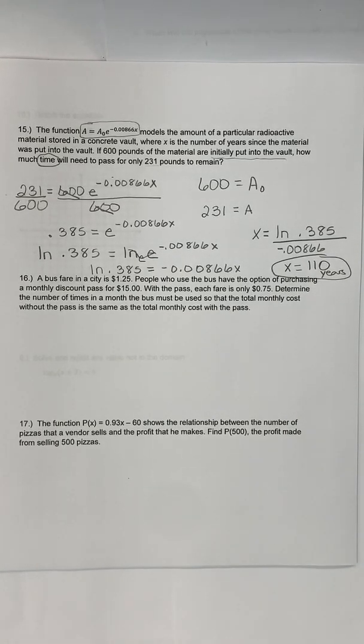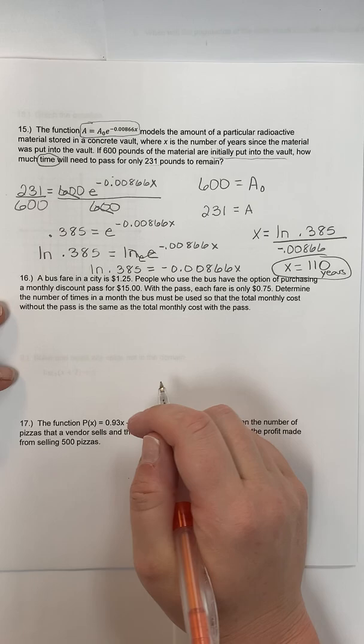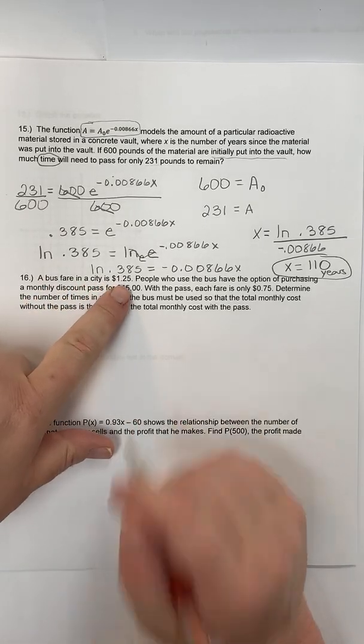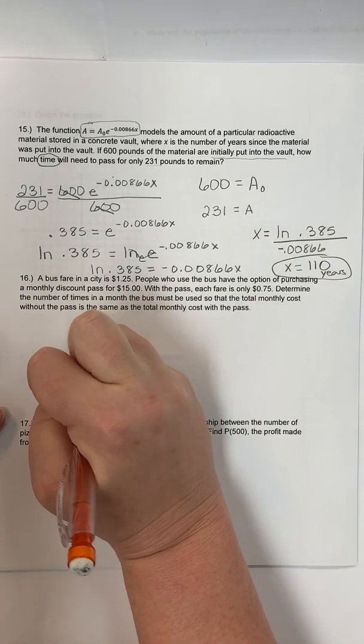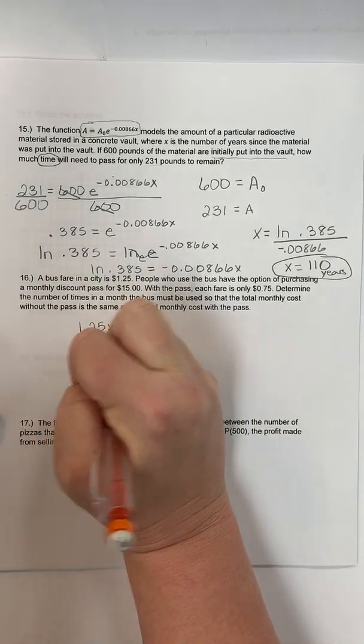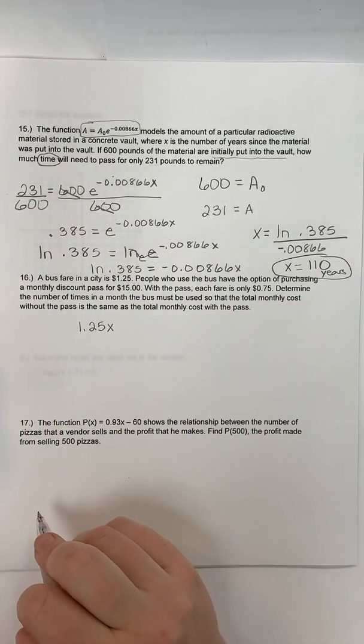All right, number 16 is an oldie. It goes all the way back to the first day of class. So here we go. A bus fare in a city is $1.25. That's every time that you ride the bus. It's $1.25 times X, however many times you ride it.